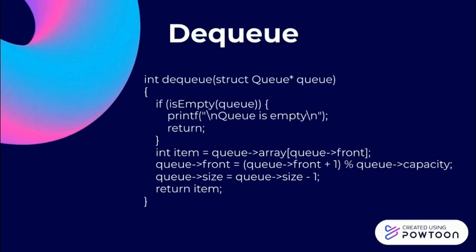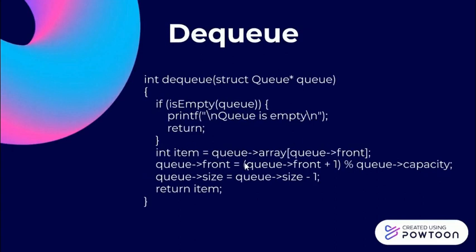So next we are going to see what is dequeue. In this code snippet we are going to pass the entire queue as a struct, and here it checks whether the queue is empty or not, and if the queue is empty it prints that the queue is empty, and it will return, because we cannot remove an element from an empty queue. So that's why we are going to check using the if condition, and after that we are going to access the front element of the queue. So here we are assigning the item to the front element of the queue.